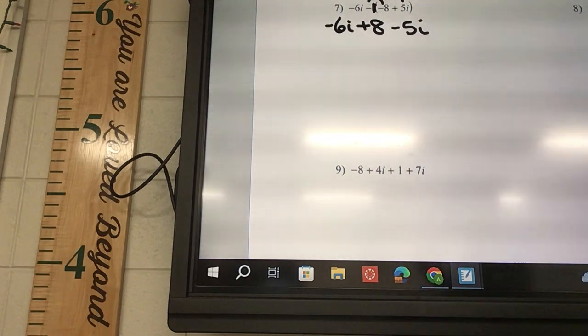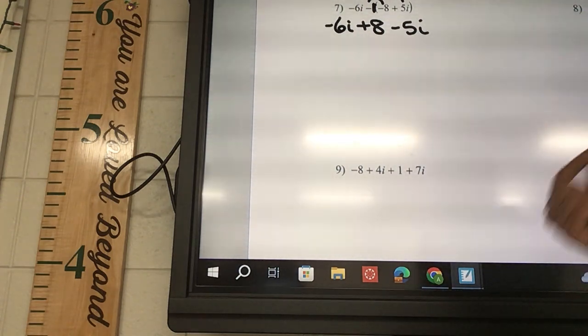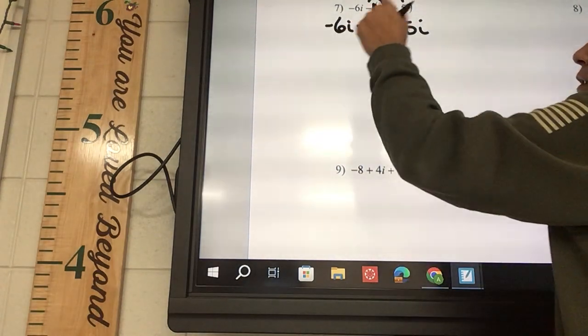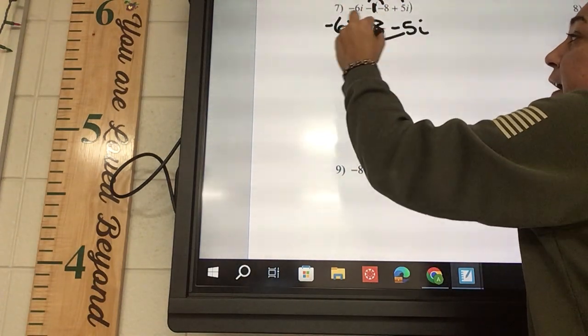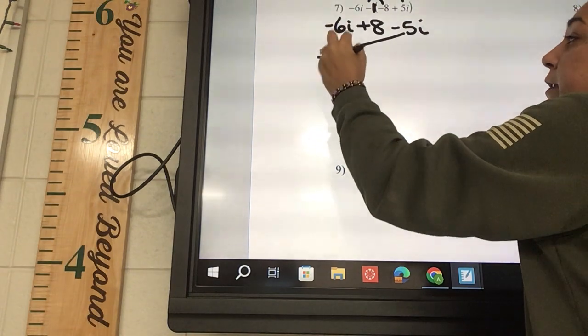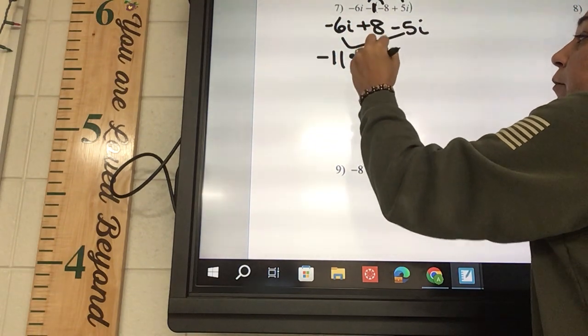Again, we can put the real parts together, which is just the numbers, and the imaginary parts together, which is the ones with the letters. So -6 minus 5, which is what you would type in your calculator, is -11i plus 8.